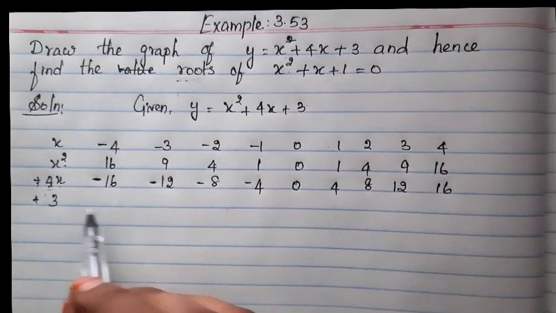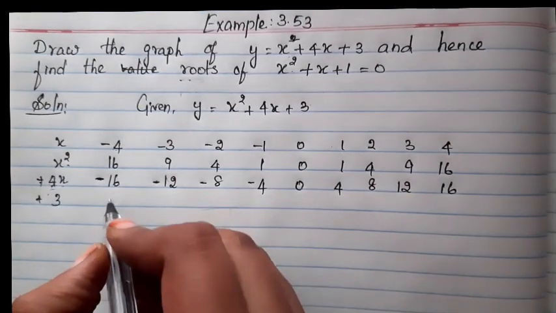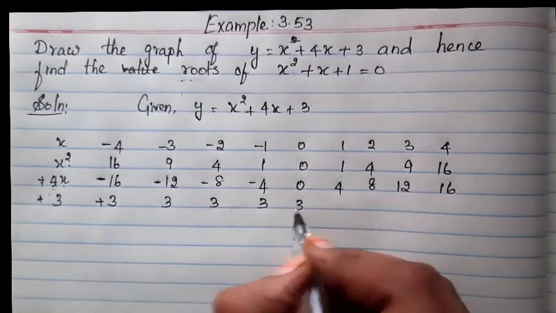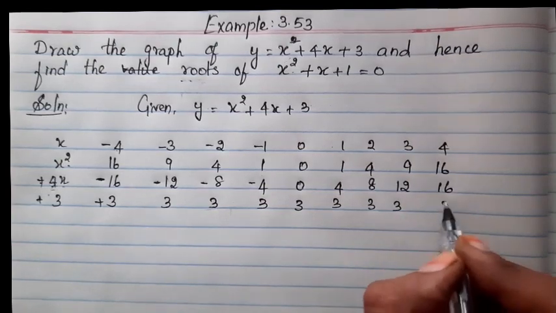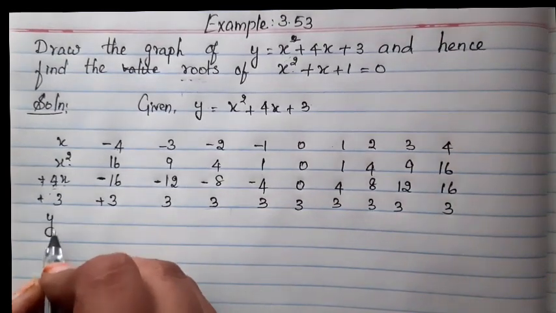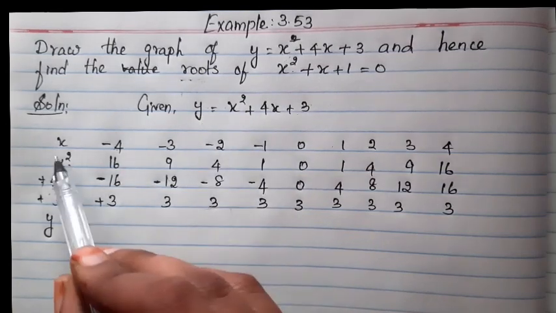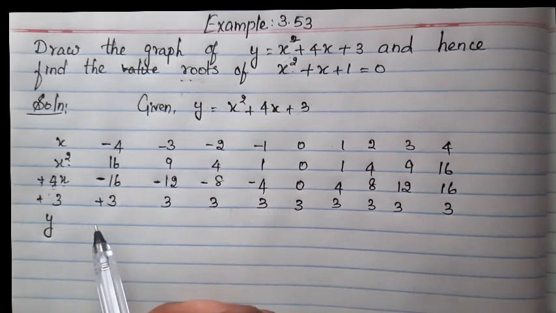Next, 3 is the constant term. It is constant for all the terms. So we can write 3 plus 3. Otherwise 3, 3, 3, 3. Okay. Next we can find out the value of y. So when will you get y? After solving this 3, we will get y. So we can solve this and we can find out the value of y.